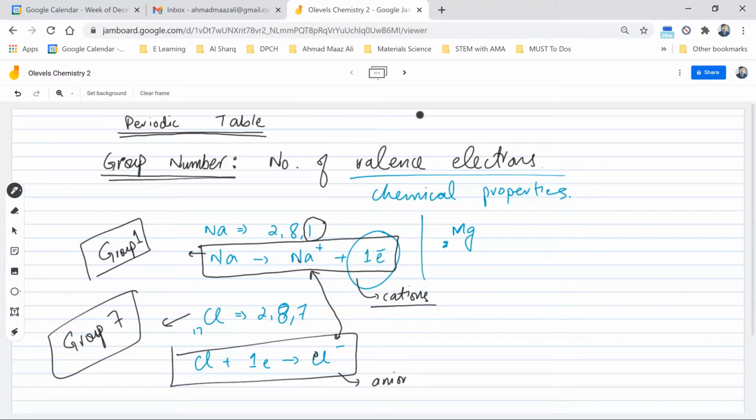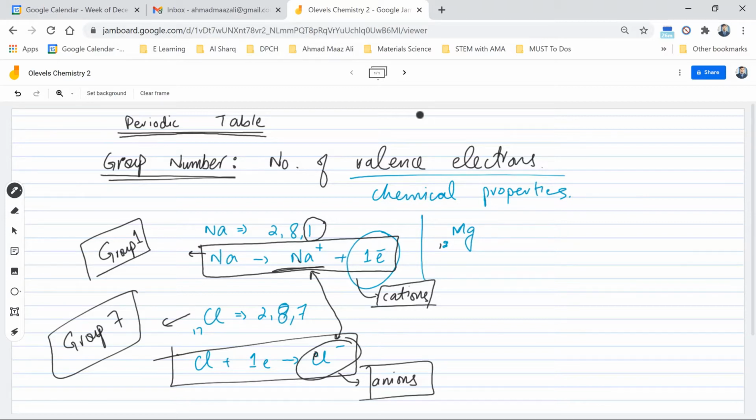Good. Okay. So now I think you understand that in a group, chemical properties or chemical behaviors remain the same. For example, if something is in group 1, it will always donate one electron and become a cation with a one positive charge. If something is in group 7, it will always accept one electron and become an anion with a one negative charge.